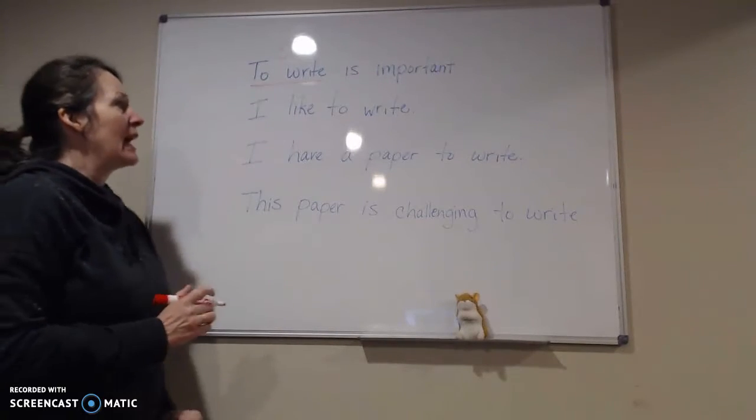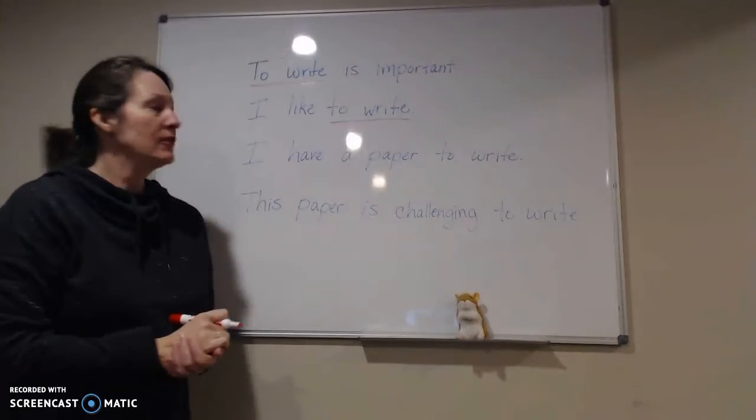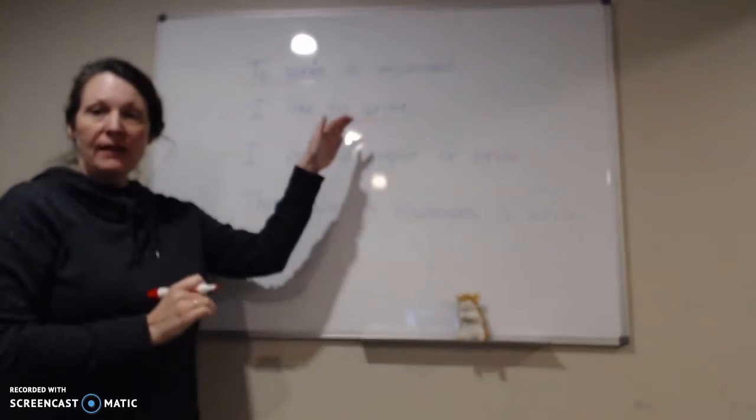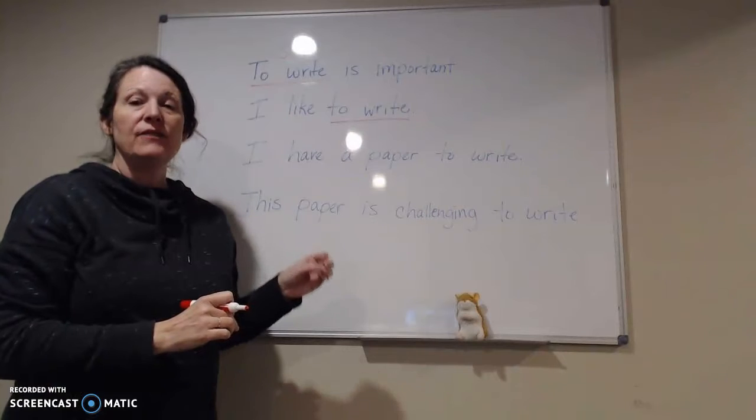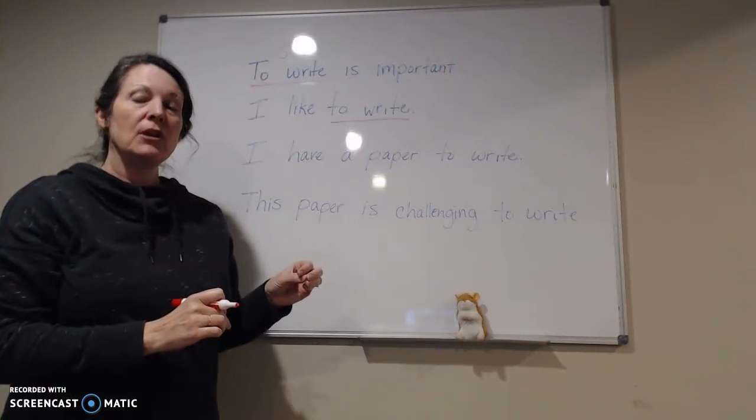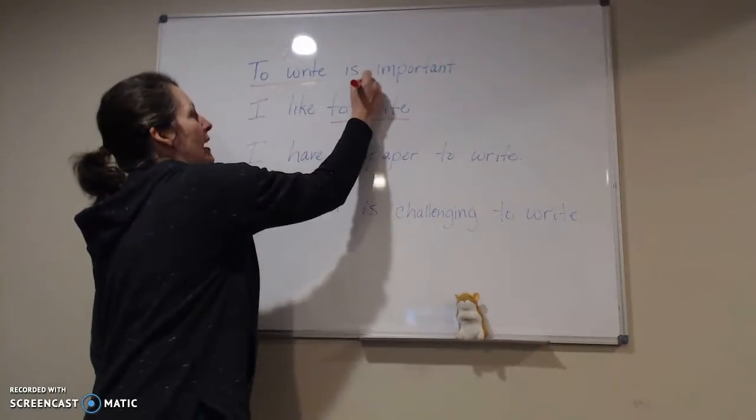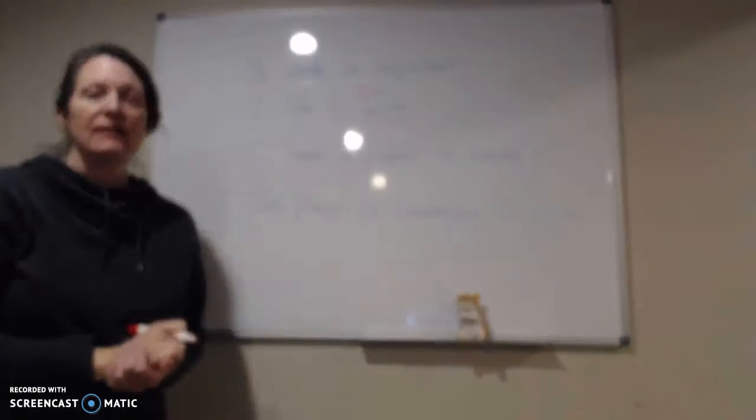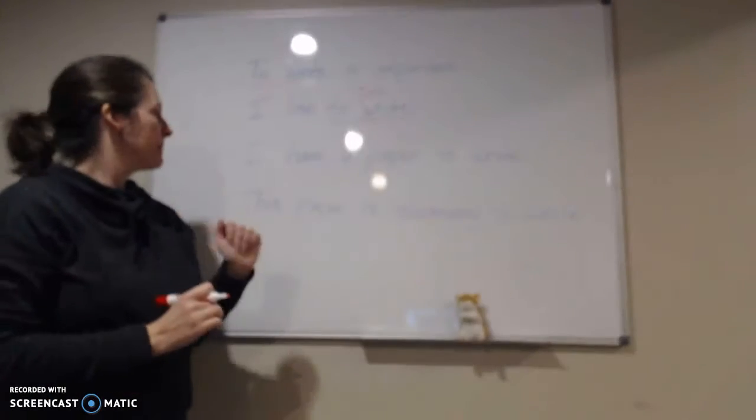Look at this next one. "I like to write." To write is my infinitive. I like what? To write. Here, to write is again acting as a noun. An infinitive is to plus a verb used as a noun, adjective, or adverb. Here, the noun is doing the job of the direct object. I like what? To write.